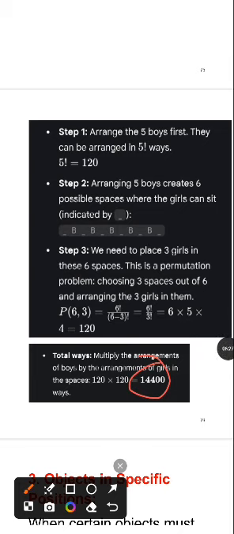So that's another condition under permutation, conditional permutation.